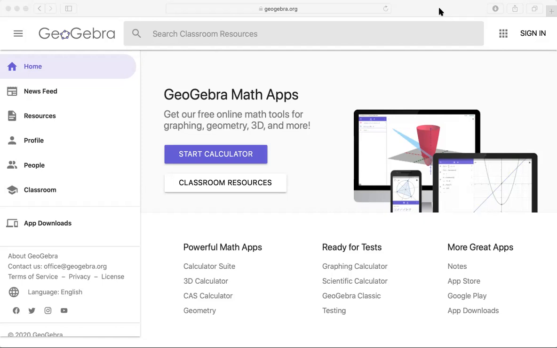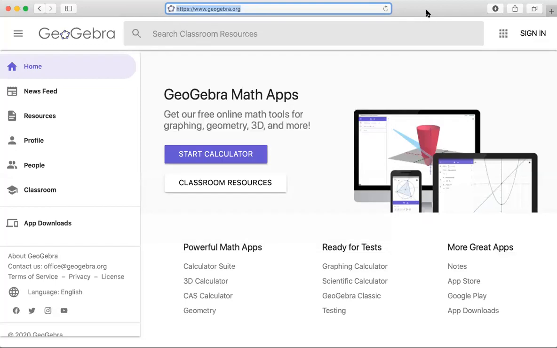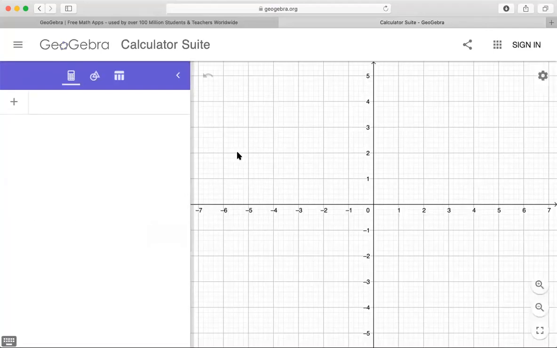Okay, and we're back. So here I am in my browser, and I've gone to this website, geogebra.org. So let's go ahead and use this website to plot this. So I'll start the graphing calculator. There we go.